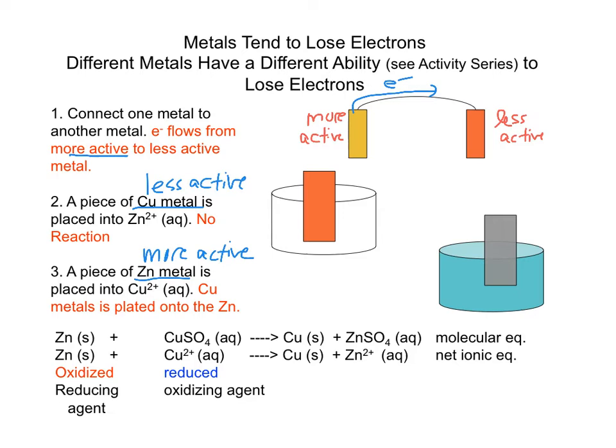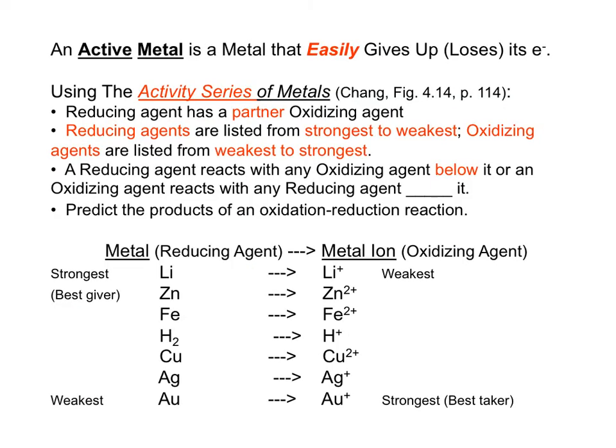So zinc loses its electrons to the copper 2 plus ion. The copper 2 plus ion is reduced to copper. And we see copper metal plated onto the surface of the zinc. So these experiments tell us that zinc is more active than copper. This is the activity series of metals. The metal at the top, lithium, is the most active metal, which means it most easily loses its electron. Gold is the least active metal, which means it does not want to give up its electron.